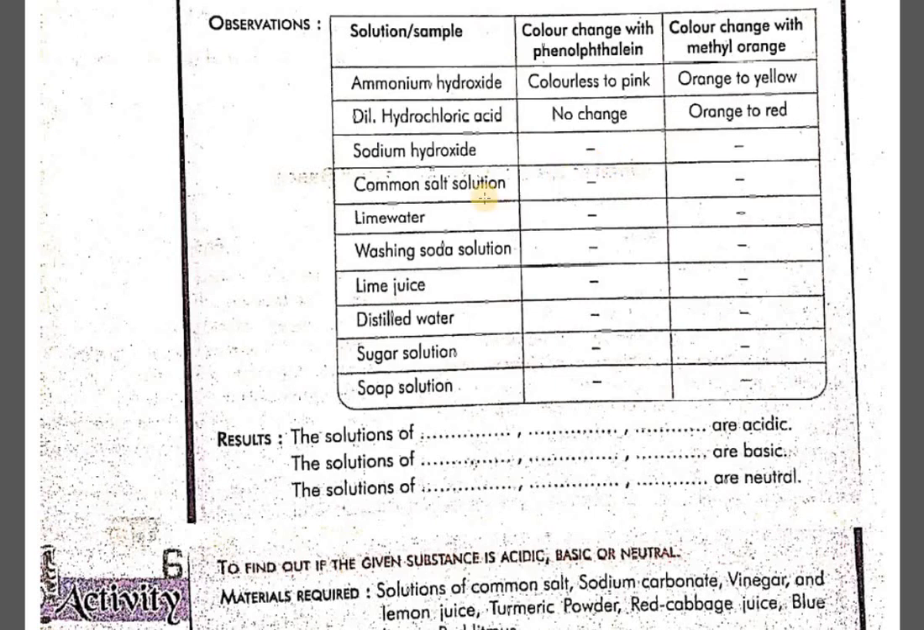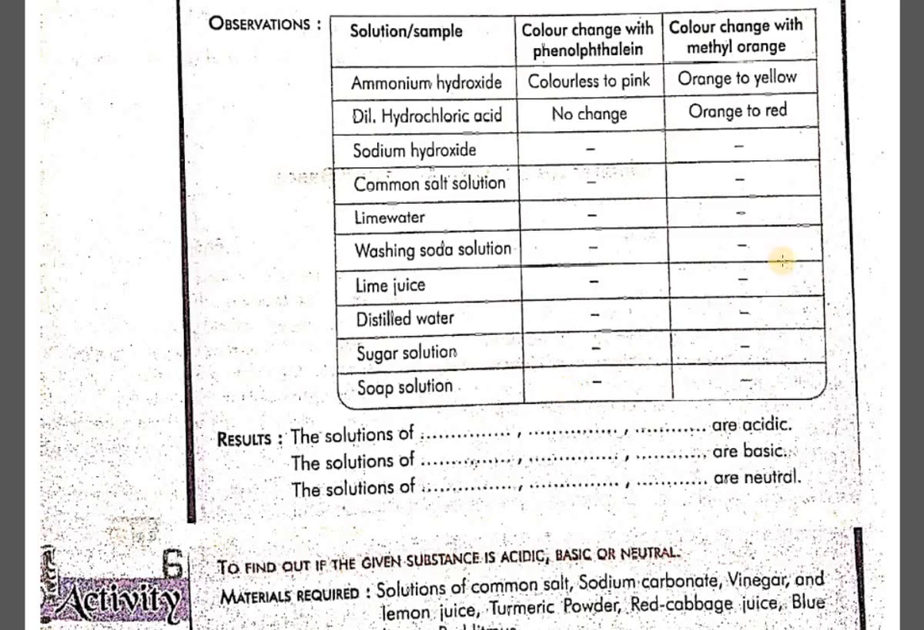In phenolphthalein, common salt solution, no change. Lime water, colorless to pink. Washing soda solution, colorless to pink. Lime juice, no change. Distilled water, no change. Sugar solution, no change. And soap solution, colorless to pink. So those which are basic turn pink, and the ones which are acidic or neutral will show no change.